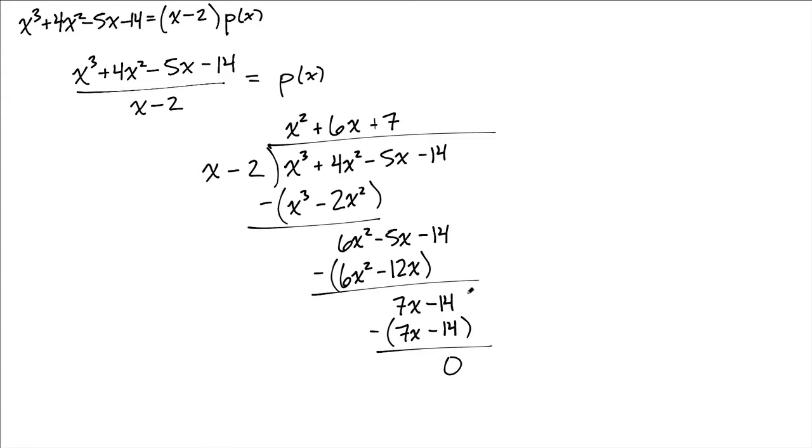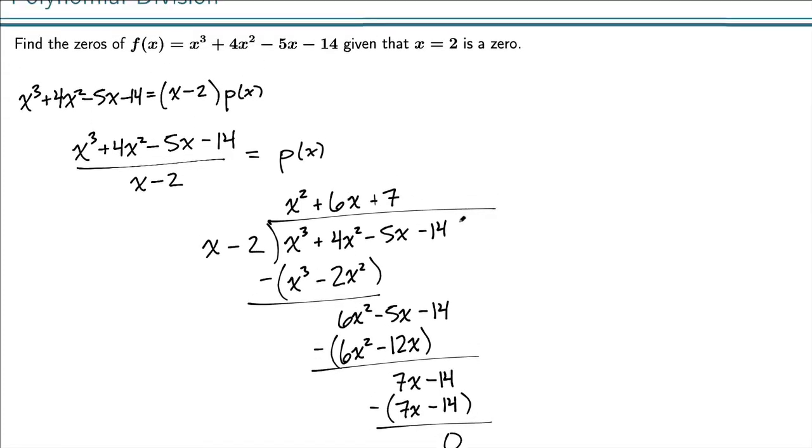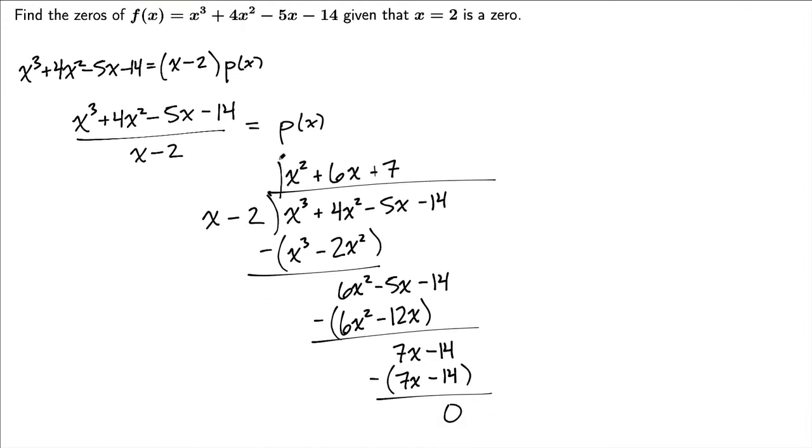Now, we know that we're going to get a 0 for this one because we know that x minus 2 is a factor of the polynomial, so it should divide evenly. And so what we're left with, this x squared plus 6x plus 7, that's this p of x here. Now I'm going to go back to the factored form, which was x minus 2 times p of x, and we went through this process to find that p of x. So times x squared plus 6x plus 7.